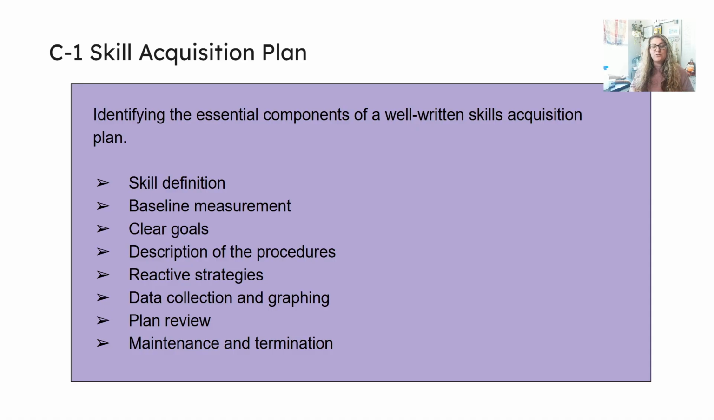And then our last one, which is maintenance and termination. So when goals are mastered, maintenance procedures are put in place to ensure skills are retained. Termination is considered when all goals are met and the client's functioning is age appropriate. So maintaining long-term independence and preventing skill regression.